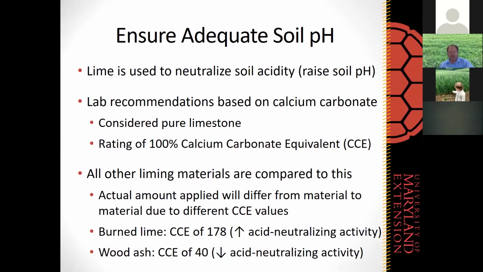So again, just ensure that your pH is up where it needs to be. Typically that's going to be done with lime. Realize what the calcium equivalency of that lime is and what you're actually putting out there. The standard ag lime is 100% CCE. If you go below or above that, you need to adjust that liming rate accordingly.